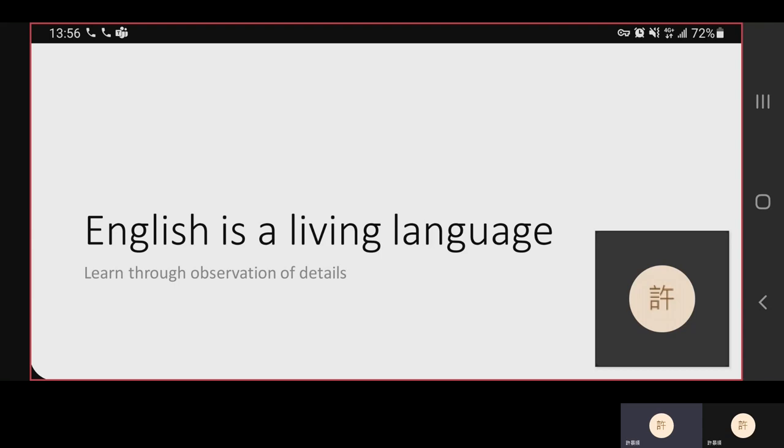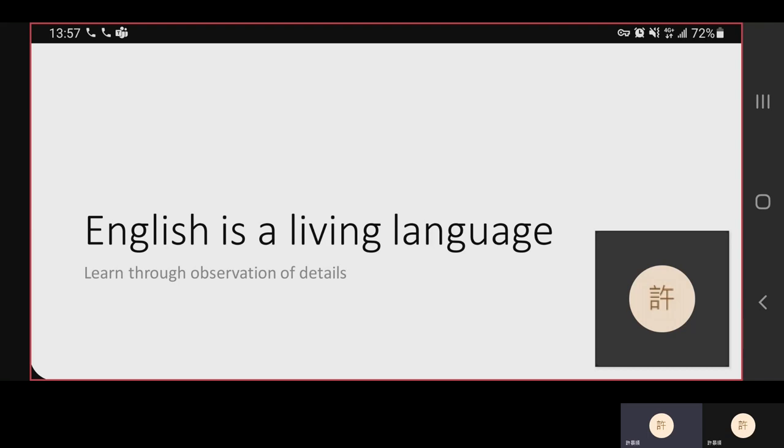So the best way to learn a living language like English is to pay attention to how people use the language. So for example, I'm sure you can tell I am a native speaker of English. So whatever English I say is technically correct English. So if you want to not only learn about literature from me, but also try to improve your English by listening to me, don't just pay attention to what I say. Pay attention to how I say it.